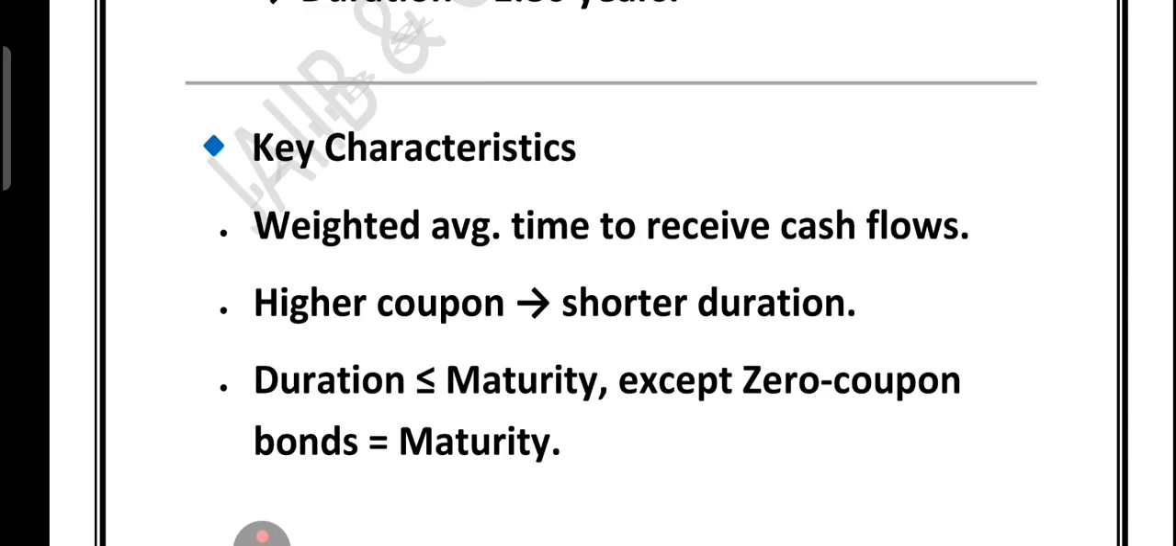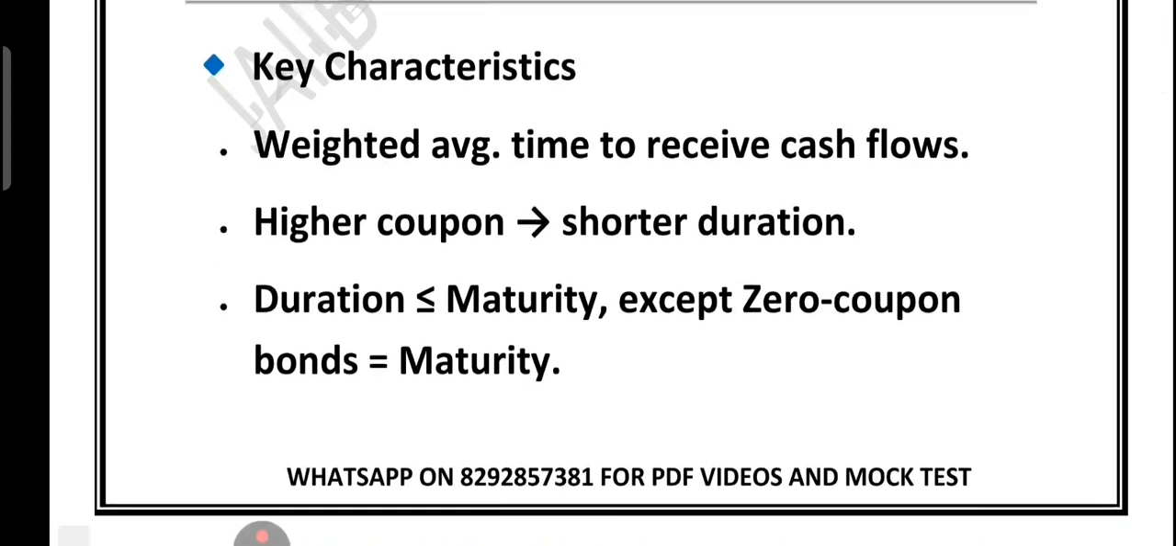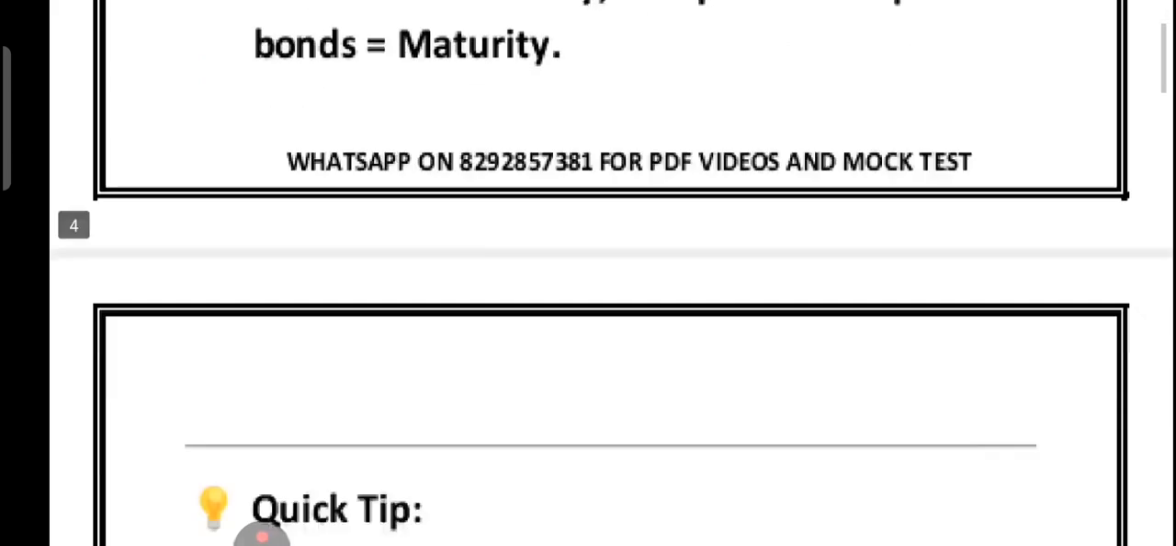Suppose that we have a zero coupon bond, and if they ask you to compute the duration, do nothing, just see the maturity. Maturity is exactly equal to the duration, right? So a question may be asked, for which of the following bonds are duration and maturity equal? Option A, some option they will give you. So remember, the answer is zero coupon bond.